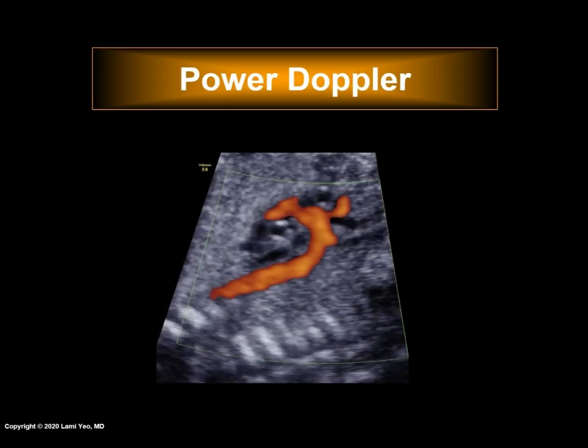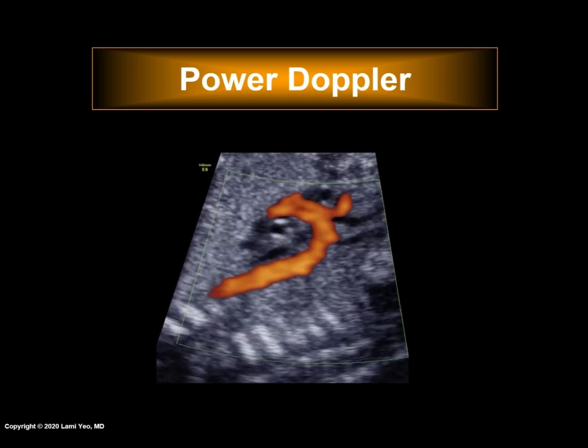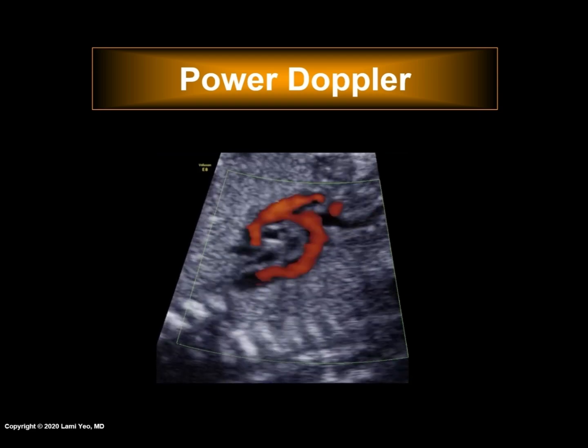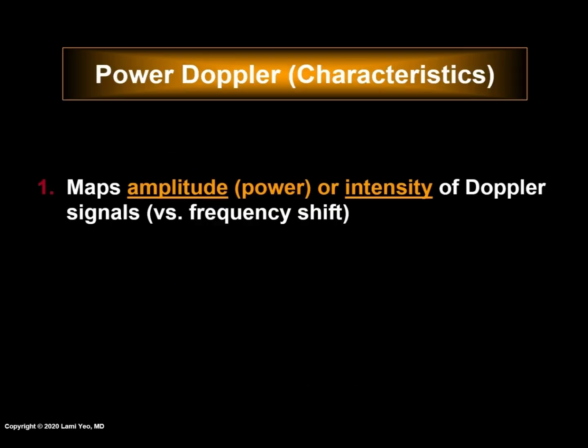This is a fetus in which power Doppler is applied to the aortic arch. Let's examine some of the differences when compared to color Doppler sonography. First, remember that color Doppler detects the frequency shifts of signals arising from blood. In contrast, power Doppler sonography maps the amplitude, power, or intensity of Doppler signals instead of their frequency shift. There is no indication of velocity.